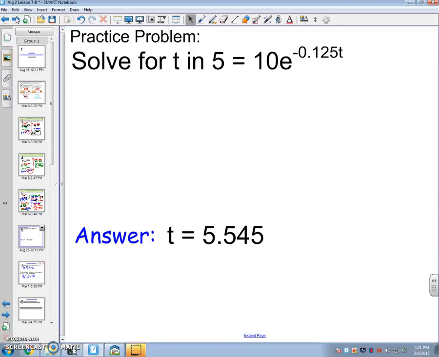All right, here's your practice problem. Solve for t in that. That's the decimal answer. So good luck. If you can do that, you should be fine in class.